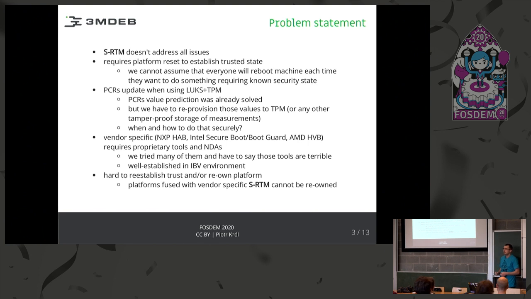Also, if anyone is familiar with vendor-specific static root of trust implementations like Secure Boot or BootGuard or AMD hardware validated boot or the NXP equivalent, they know that to even provision a platform with that feature, you need special tools. It's not like we have open tools to provision everything and have BootGuard working without special agreements with Intel or any other companies that are named here. So that's also kind of a challenge of static root of trust.